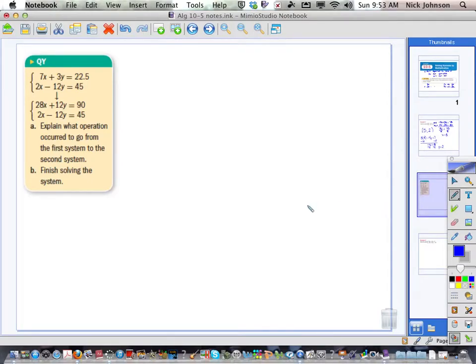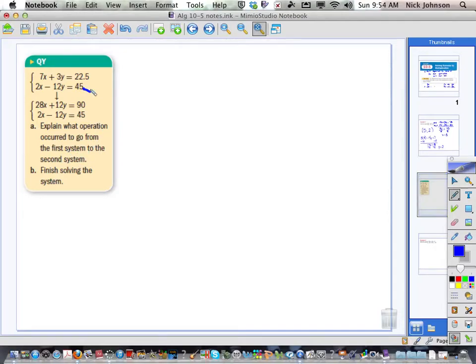Let's move along. They gave us two equations up here, this system. 7x plus 3y is equal to 22.5, and 2x minus 12y is equal to 45. And then it went to 28x plus 12y is equal to 90, and 12x minus 12y is equal to 45. Notice the bottom one did not change, but the top one did. A says, explain what operation occurred to go from the first system to the second system.